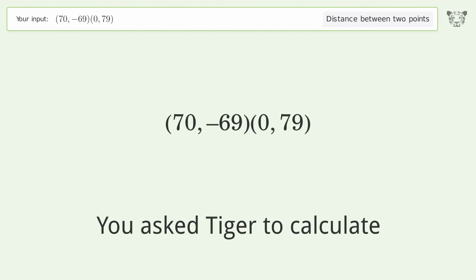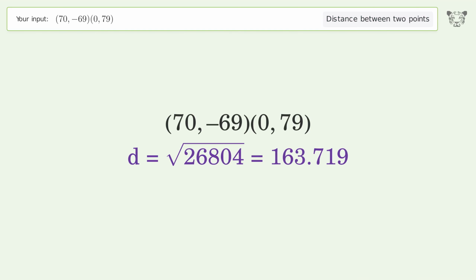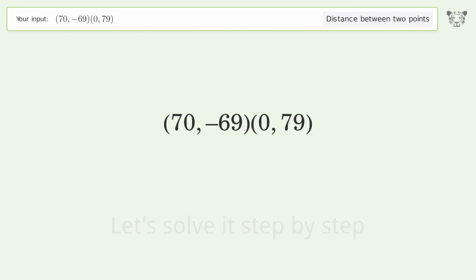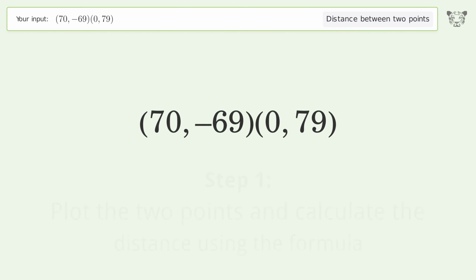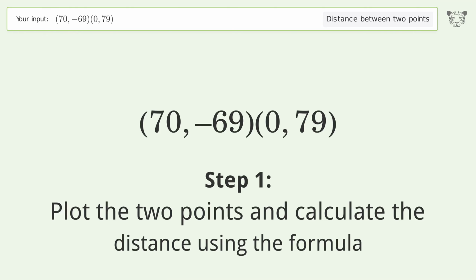You asked Tiger to calculate the distance between 2 points. The distance between the 2 points is the square root of 26,804, or 163.719. Let's solve it step by step. Plot the 2 points and calculate the distance using the formula.